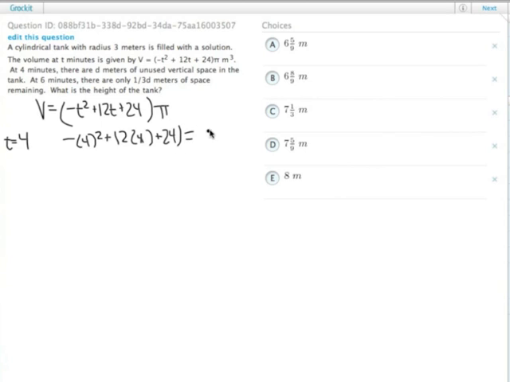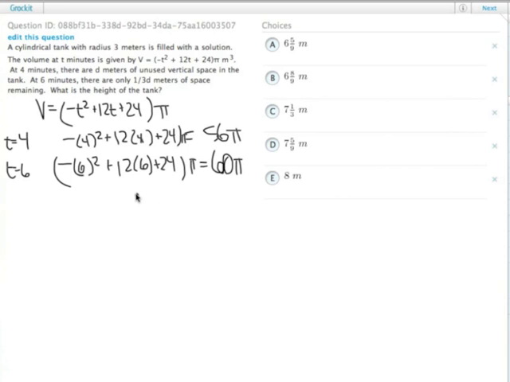Do all that. That's going to equal, there's a pi in there, 56 pi. At t equals 6, the volume is going to be negative 6 squared plus 12 times 6 plus 24, all of that times pi. That's going to equal 60 pi, for a difference of 4 pi total, 4 pi cubic meters.